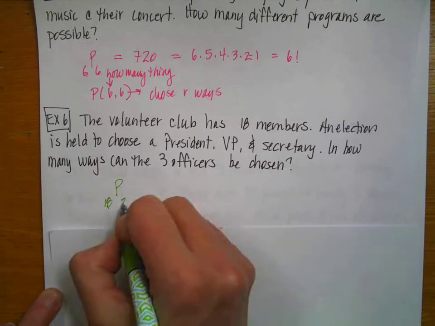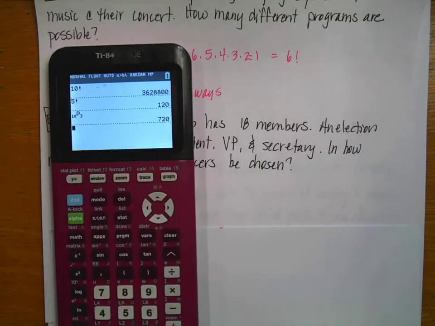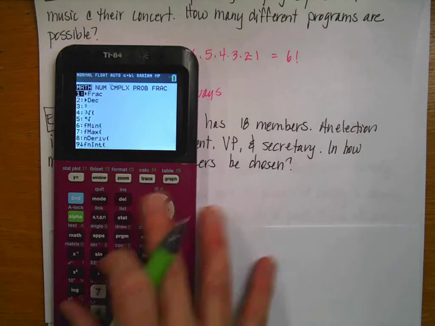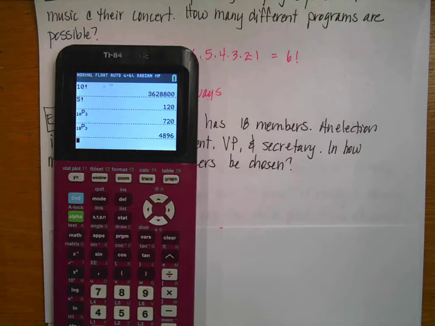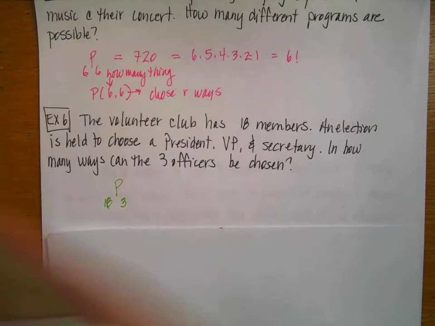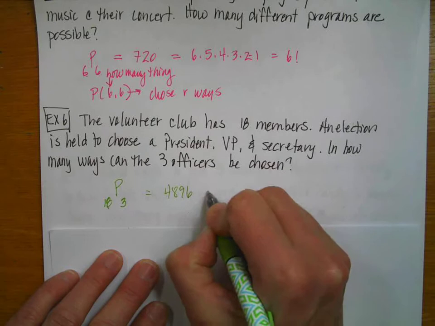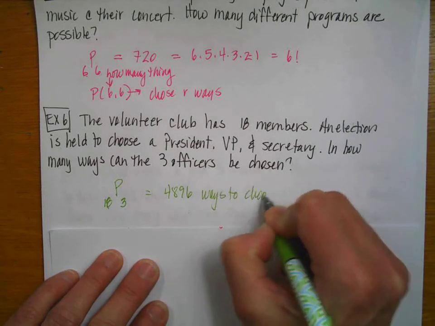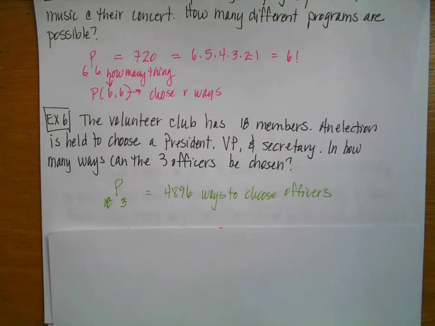So this is going to be the permutation of 18 because I have 18 members, and I'm going to choose 3. So I'm going to show you that in my calculator. You always have to enter how many first. So I'm going to do 18, math, and then I'm going to go over to probability. I'm going to choose option number 2, and then I'm going to choose 3, and I get 4896. So this is 4896 ways to choose officers.